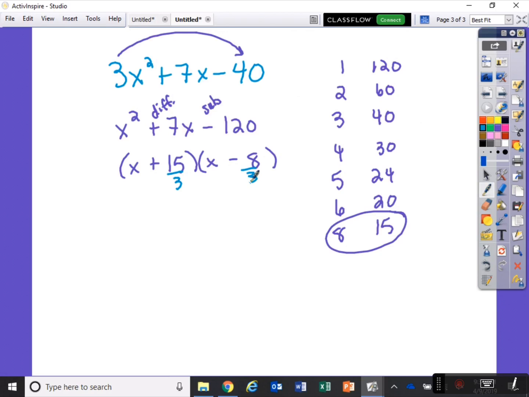So will 15 over 3 divide or reduce? Yes. It will divide. x plus 5. Will 8 over 3 divide or reduce? No. So we slide. 3x minus 8.